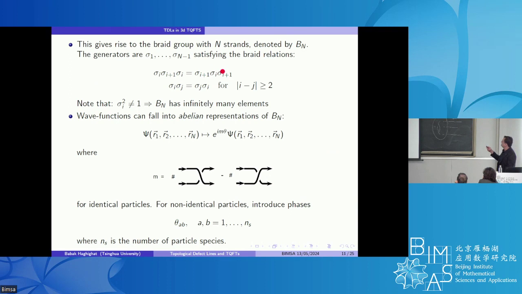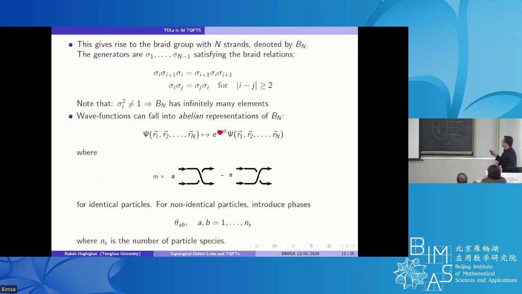So this is basically this Reidemeister move. And if they are far enough apart, then they don't talk to each other at all. If you braid them, that doesn't matter. So they will commute. And so this is the structure that you get. It might look like some permutation group, but it's actually an infinite group, because sigma i squared is not the identity, opposite to permutation. So this B_n has infinitely many elements.